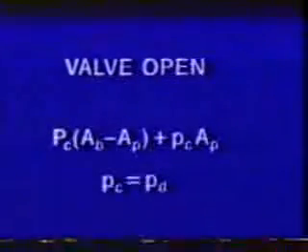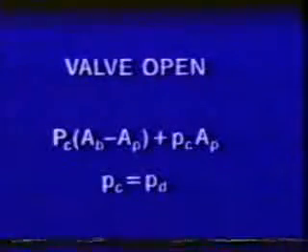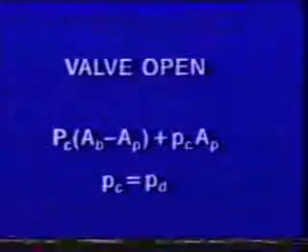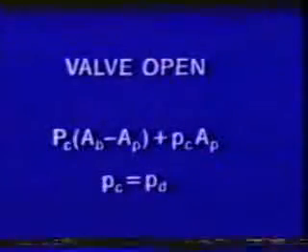We may also calculate the closing pressure of the valve once it is opened. Once again, we equate the forces tending to keep the valve open with those tending to close it. We see that the forces tending to close the valve are equal to P sub D times A sub B. The forces tending to hold the valve open are equal to P sub C, the casing pressure applied to the area of the bellows, minus the area of the port, plus the casing pressure multiplied by the area of the port.